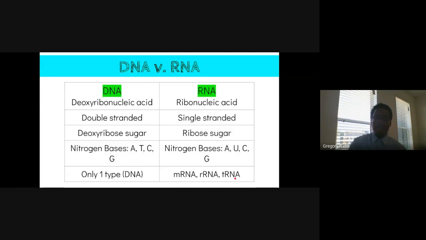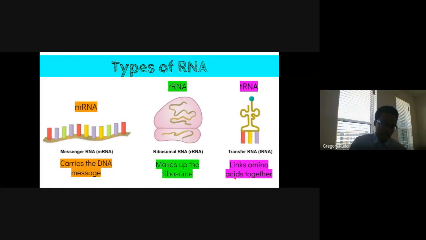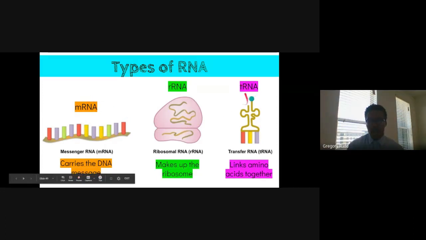All right. DNA versus RNA. So these are the types of RNA. We've got mRNA, which carries the DNA message. rRNA, which makes up the ribosome. And tRNA, which links amino acids together. So we're going to hear about all three of these types. Primarily, you'll hear about mRNA and tRNA. rRNA is important because it makes up the ribosome. Literally, ribosomes are made up of rRNA, but we won't hear too much about that one.